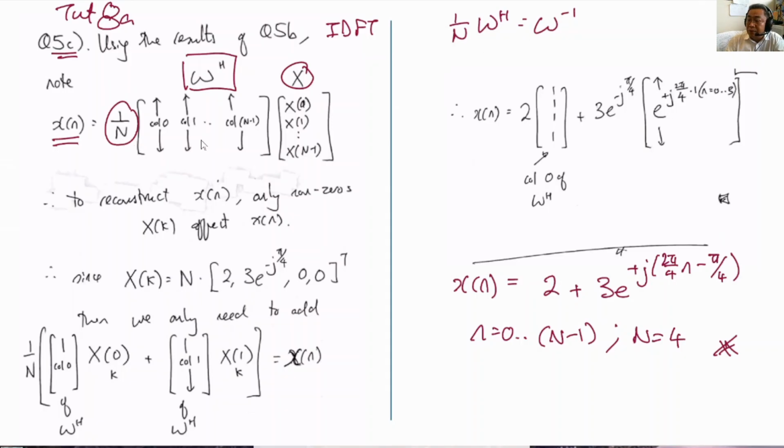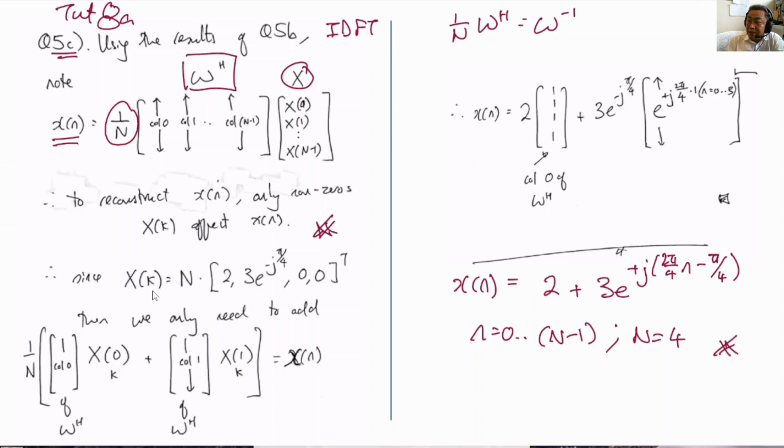Alright, we know how to fill up the columns or each element of W now. But again, since we are only interested in the non-zero values, this is why I'm writing it this way, because it is only the non-zero elements of capital X that are going to be multiplied with the corresponding columns of W^H to produce x[n]. Okay, so this is what we are seeing.